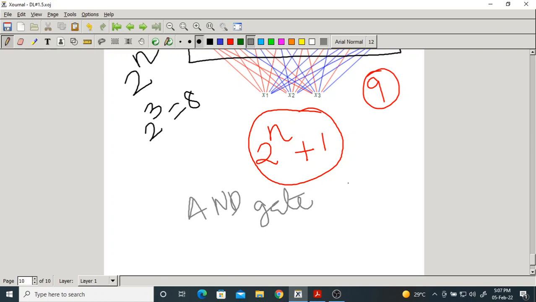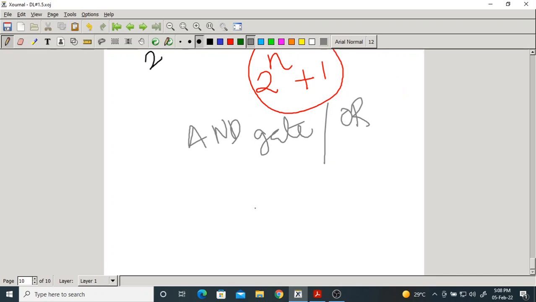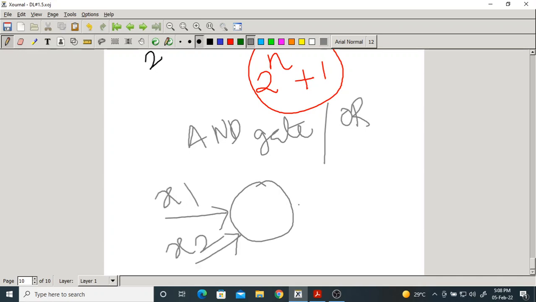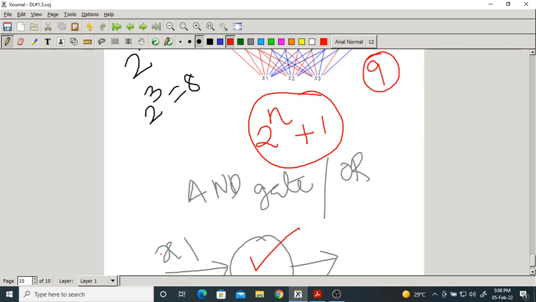AND gate, OR gate. If you go back, you can check 2 inputs, x1, x2. We implemented this OR gate using how many perceptrons? Only 1. Go to the previous class and check. We implemented the OR gate using only 1 perceptron. How many inputs are there? 2 inputs. So this is not a necessity. It is a sufficient condition, not a must. That is the logic.